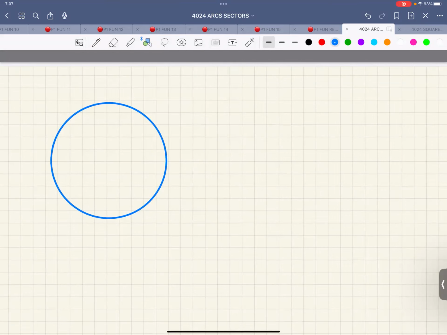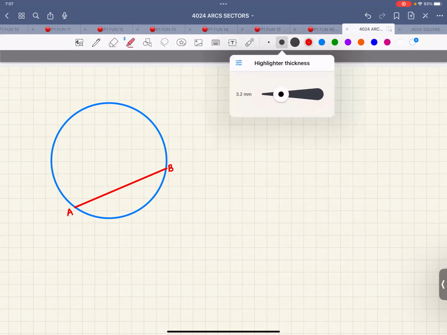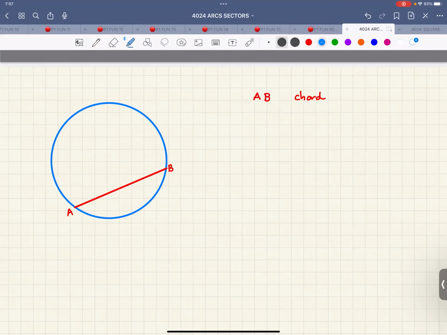So there is a circle over here, and this line that is joining 2 points on the circle, this is known as a chord. So we have AB, and this AB is a chord. This AB divides the circle into 2 unequal halves. So this region, the green region that I've shaded over here, that is one small part of the circle. We call it the minor segment.